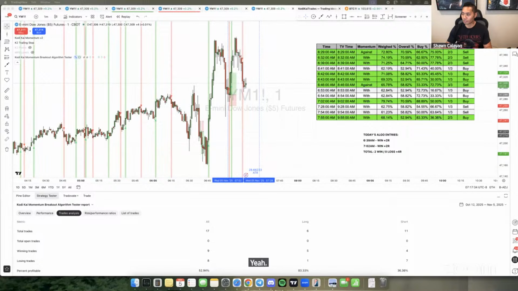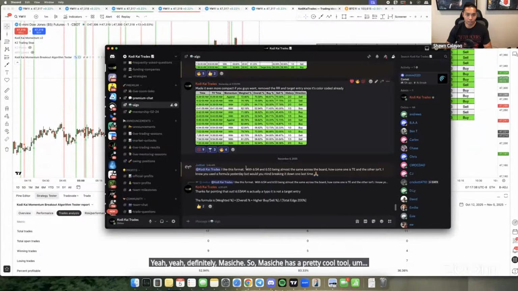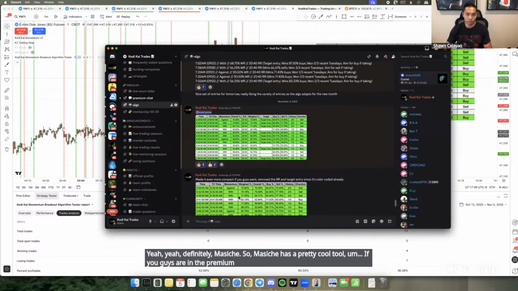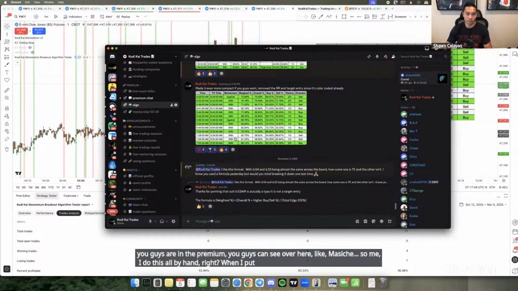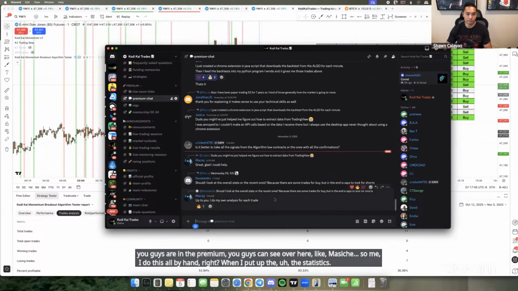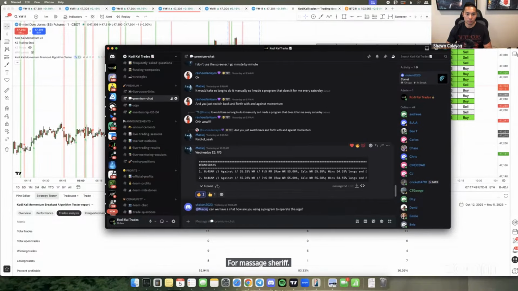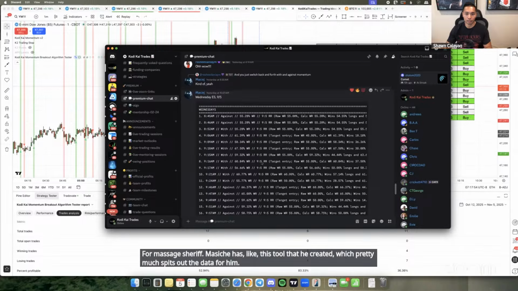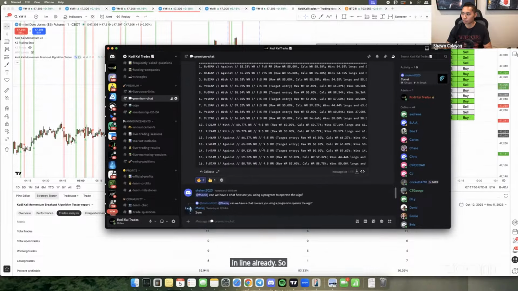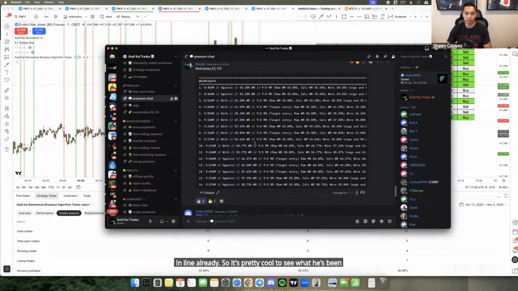Yeah, definitely, Masih. So Masih has a pretty cool tool. If you guys are in the premium, you can see over here, like Masih. So me, I do this all by hand, right? When I put up the statistics for Masih here, Masih has this tool that he created, which pretty much spits out the data for him in line already. So it's pretty cool to see what he's been doing.